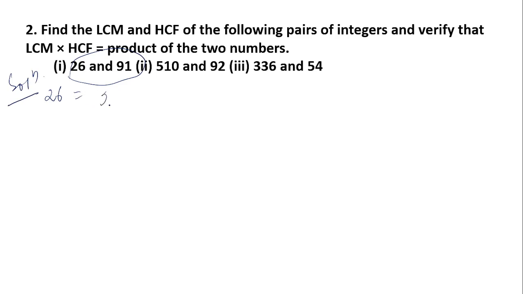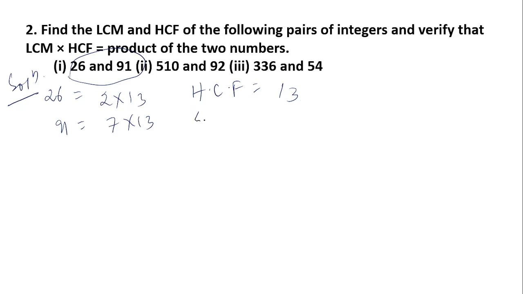26 can be written as 2 into 13. Similarly, 91 can be written as 7 into 13. So what is HCF? HCF is the product of the smallest power of all the common factors. Here, which is the common factor? You can see that 13 is the common factor here. So 13 has the smallest power 1, so HCF is 13.